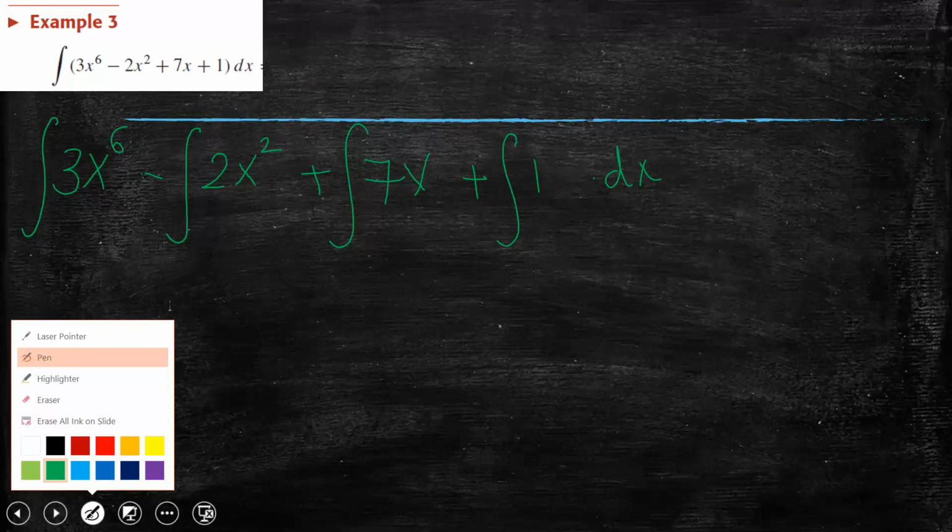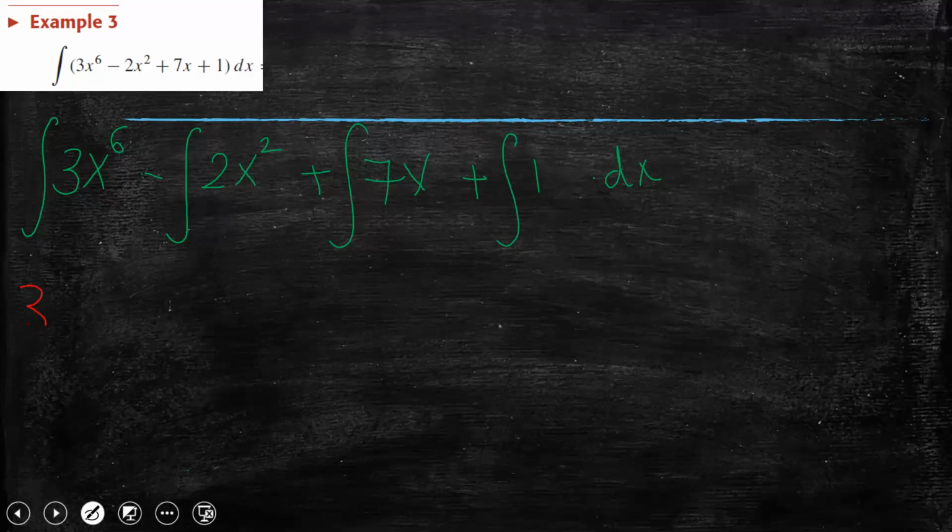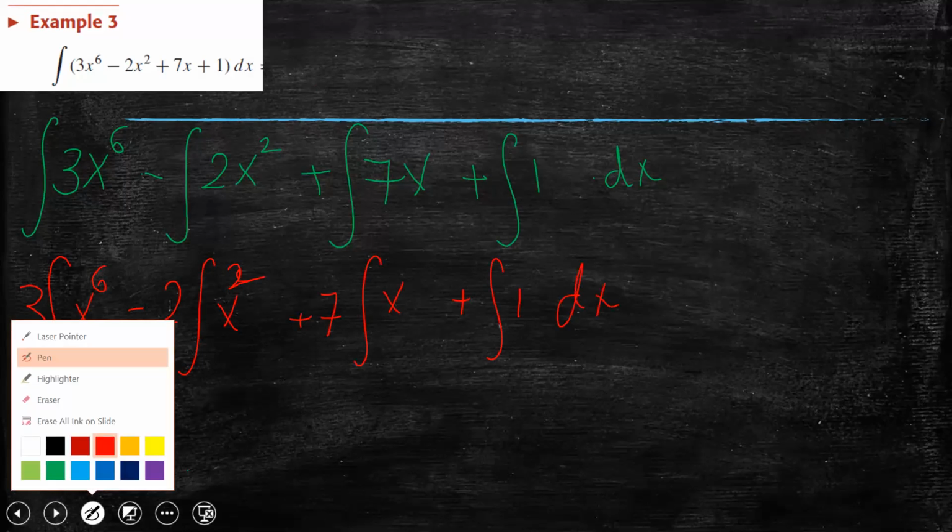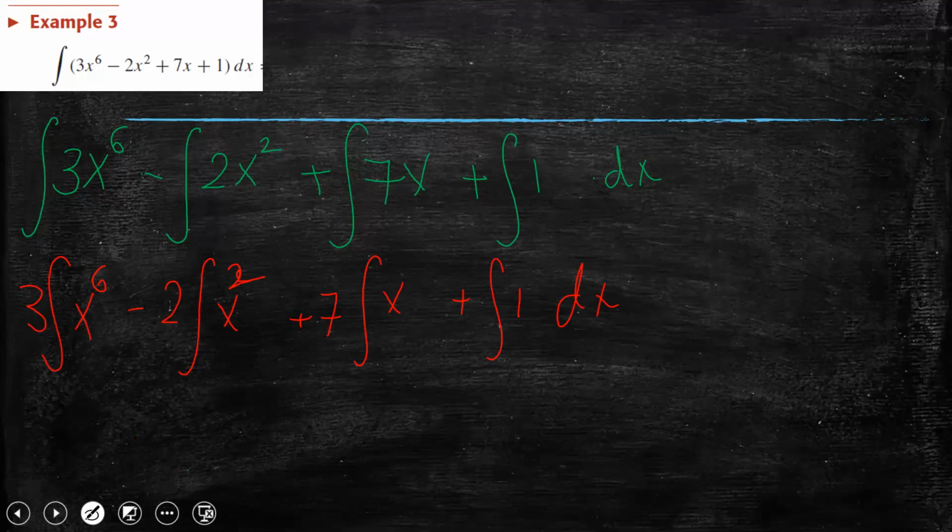After we distribute the integral sign, let's now integrate. As you see, we have constants, so let's put the constants outside the integral sign. 3 integration of x to the power 6 minus 2 integration of x squared plus 7 integration of x plus the integration of 1 dx. Then after that, let's integrate. Now 3x to the power 6. Here we have the exponent 6.